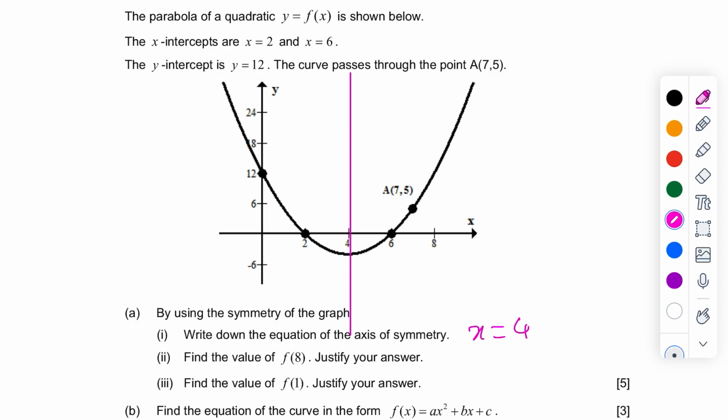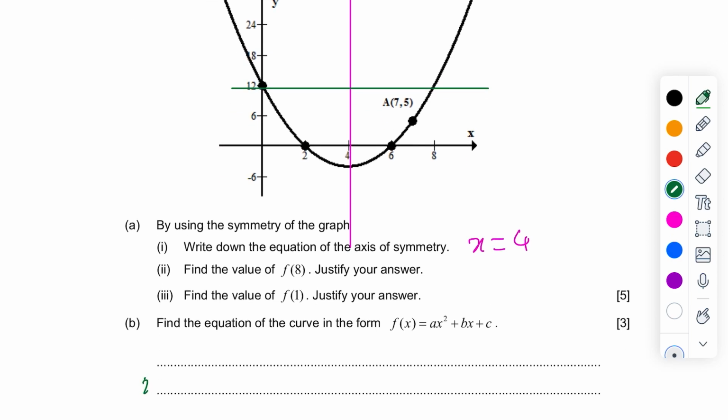Now, f of 8. So what is that? Because it is symmetric to 0, 12, you can see that it is on the same height. So what am I going to write out? f of 8 is going to be 12. The second one, f of 8 also is going to be 12.